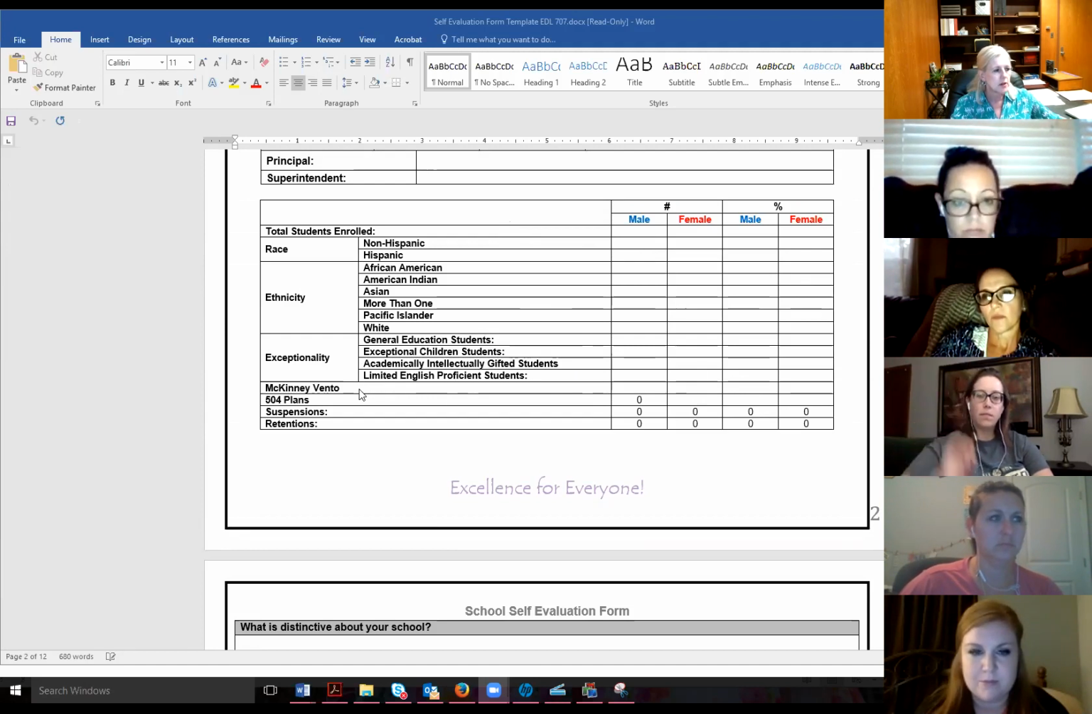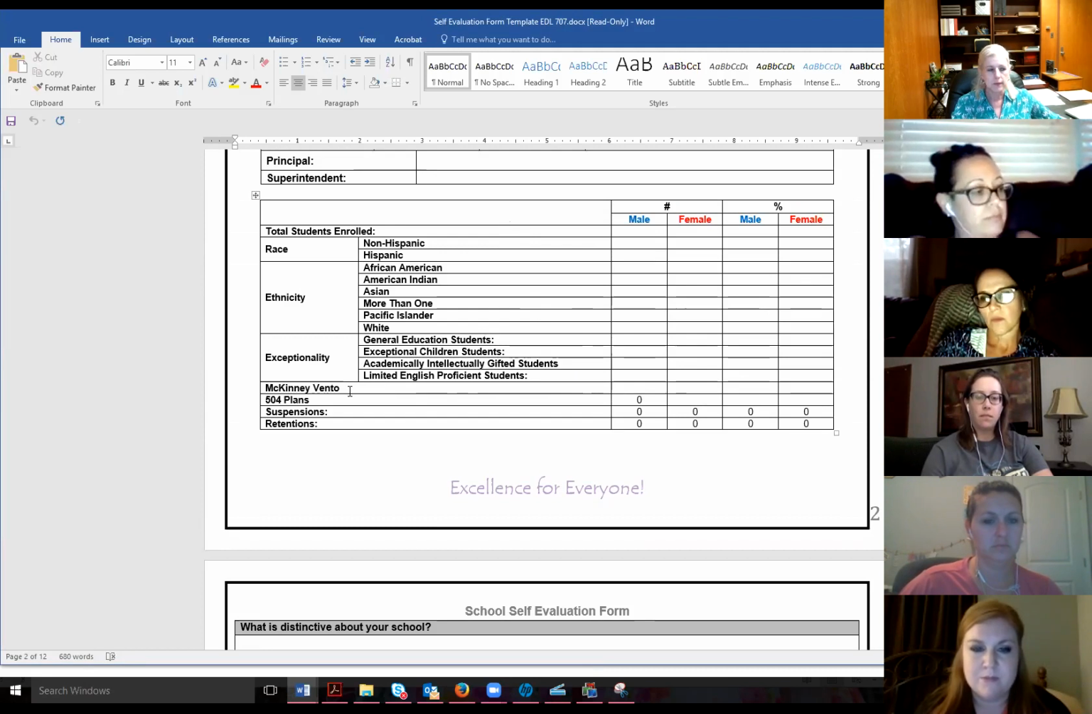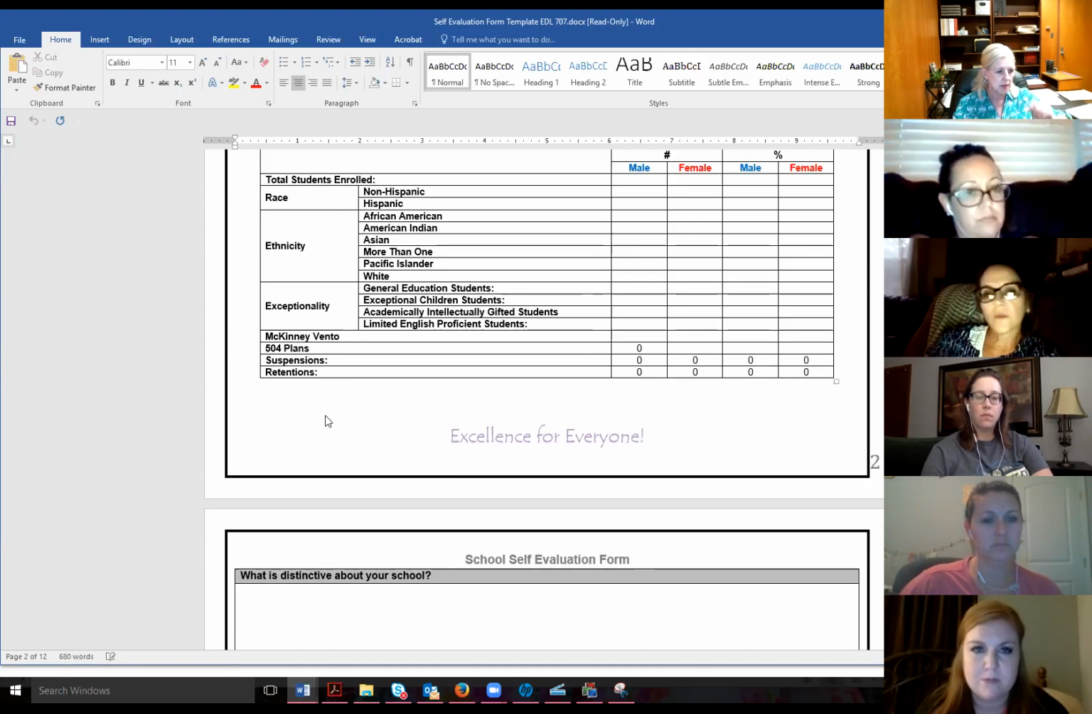For those of you that don't know, McKinney-Vento is homeless students. So some schools track that, some schools don't. McKinney-Vento is the name of the law that says homeless students can basically go to any school they want to. 504, I think everybody knows what that is. Somebody asked earlier about discipline data. Here's some of that discipline piece.